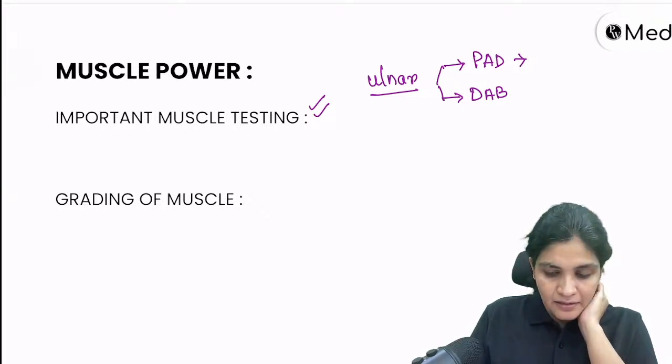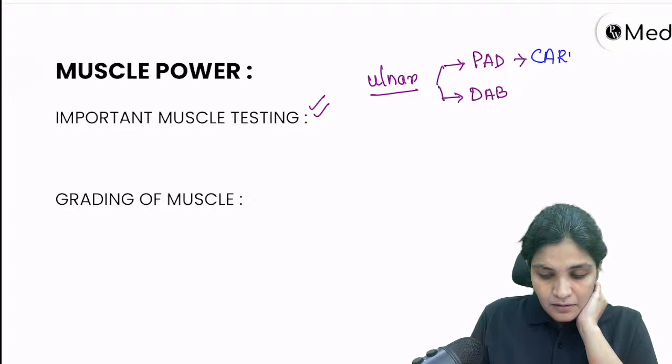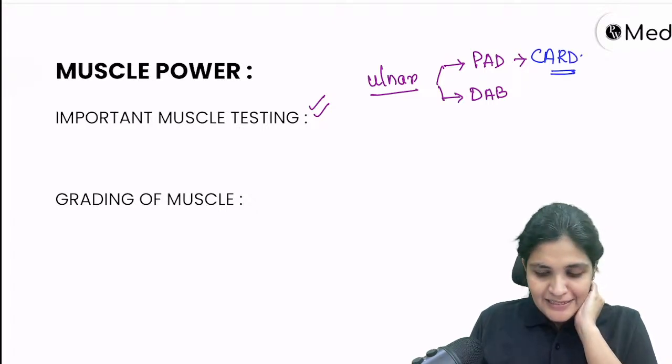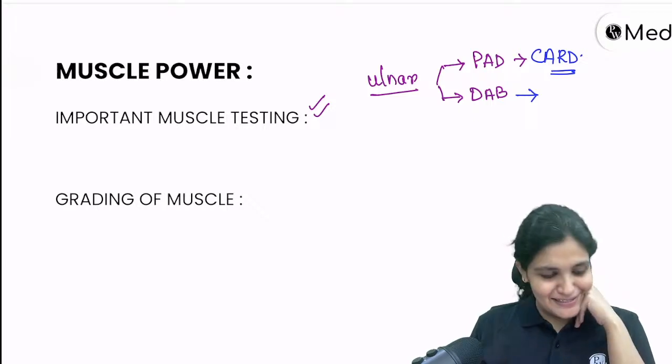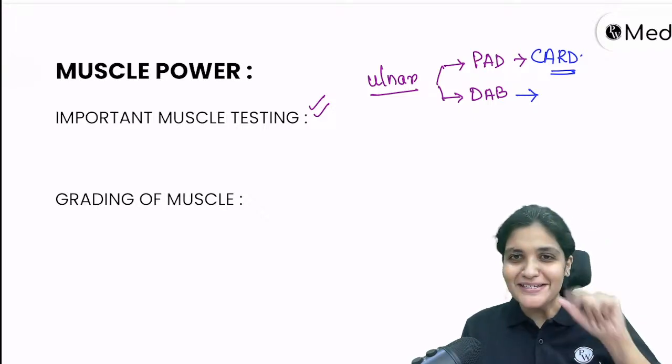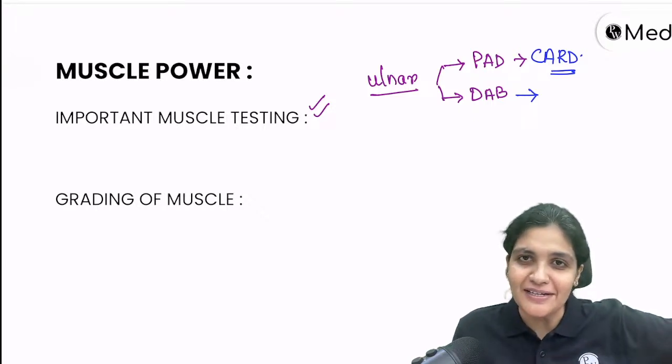Card test, right? Exactly, opposite. Palmar is adduction. Adduction is by card test. Then I will ask you, dorsal interossei tested by?